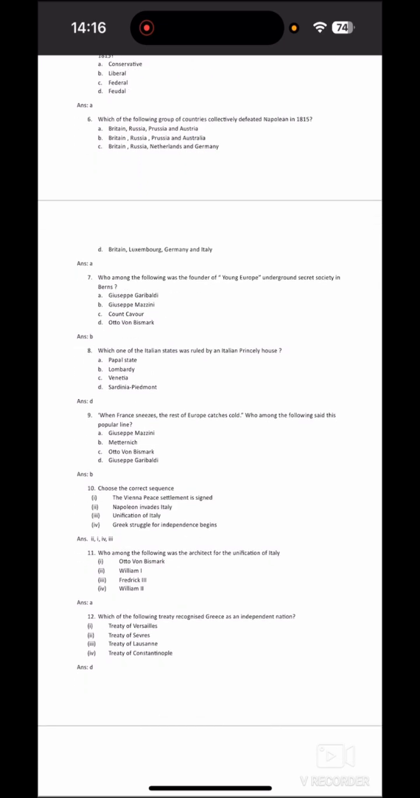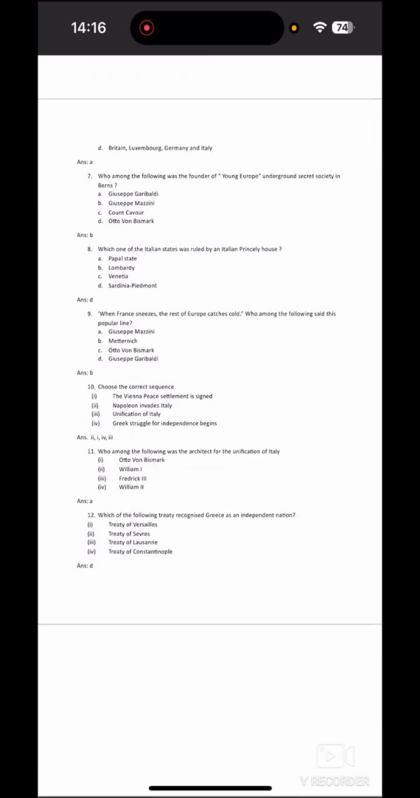Question number 7. Who among the following was the founder of the Young Europe underground secret society in Bern? So again you are having one more question. What is Young Europe? The Young Europe is an underground secret society, and where is it located? It is located in Bern. So who was the founder of this secret society, Young Europe? Giuseppe Garibaldi, Giuseppe Mazzini, Count Cavour, Otto von Bismarck. So the correct answer is Giuseppe Mazzini. He was the founder of Young Europe, an underground secret society in Bern.